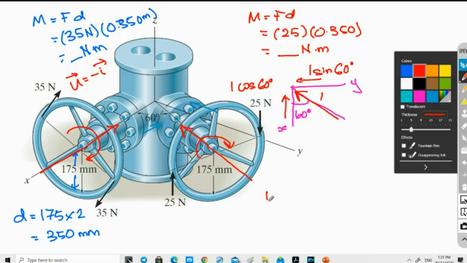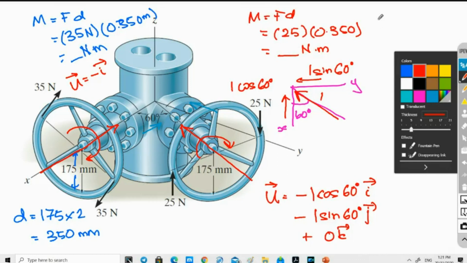So in this case, the unit vector is what? The x component is negative, so negative 1 cos 60 degrees i, and y is also negative, negative 1 sine 60 degrees j, plus 0 k, right? So you get the unit vector there. When you have already gotten the magnitude of the moment, the moment vector is simply the magnitude times the unit vector. You just multiply by this, and you will get it in vector form. Obviously, you will have an x component and a y component and no z component, right? So that is for this one.